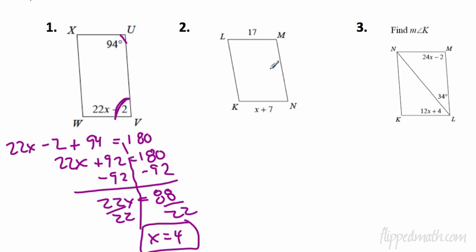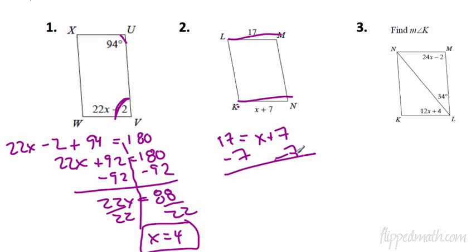Okay, number 2 was the first theorem. The opposite sides are congruent. Well, congruent means the same, so LM has the same measure as KN. So what does that mean? That means that 17, which is, by the way, Sully's favorite magazine, is equal to x plus 7. All right, so we just have to solve that equation. If you can't solve this equation, you should go back to algebra, because this is a simple equation. You get x equals 10. All done. Let's do number 3.